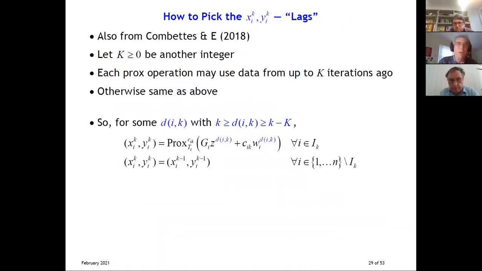The final thing we need here is that you can also have lag. In that same procedure I just showed, I prox some of the operators, not forgetting about any of them for ever-expanding amounts of time, and recycle others. But when I prox some of those operators, I can use stale information. I can use the Z's and W's from the algorithm from some number of iterations ago, so long as there's some bound capital K on how stale they are. I don't have to do every operator every time, and for the ones I do look at, I can base the prox operations on information that might be somewhat out of date. There just has to be some finite bound, and you still get weak convergence. I'm not going to do the details here.